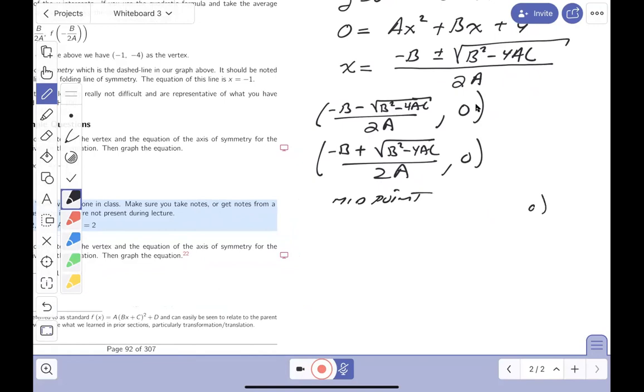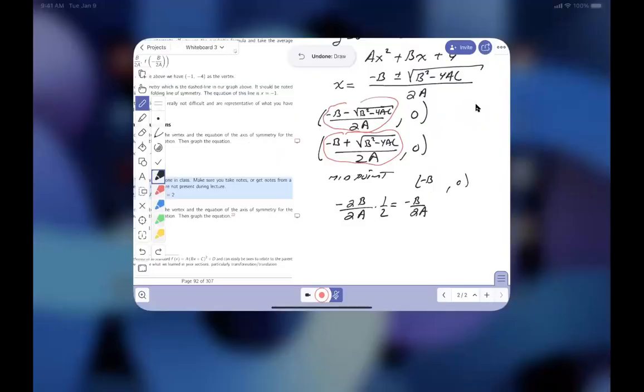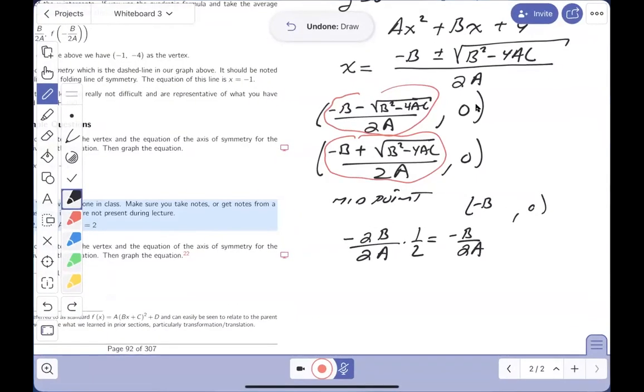Let's add those two numbers together, though. And I want to point out what I'm adding together. I'm adding this and adding this. You have to add them together and then divide by 2. Well, if you added those together, what would you get? Minus 2b over 2a. The radicals would disappear. And if you divide by 2, it's like multiplying by a half. And what would that give you? Minus b over 2a. And that's where that comes from. Sorry about that. That's the midpoint.